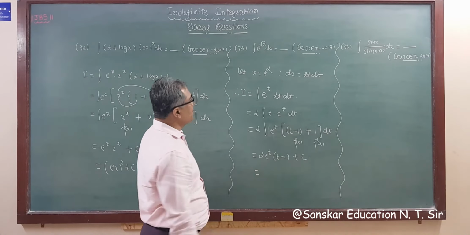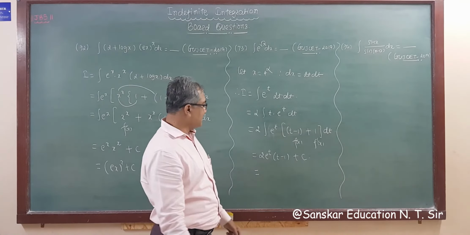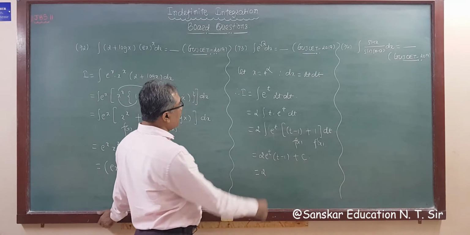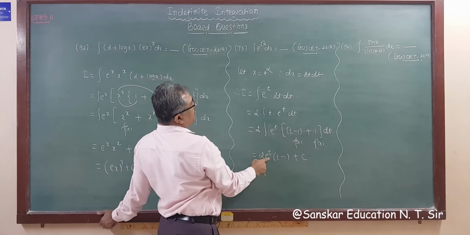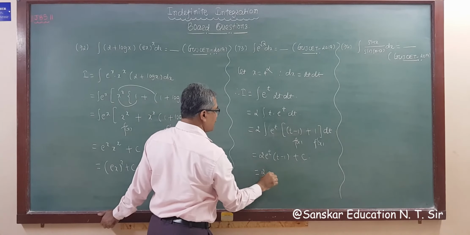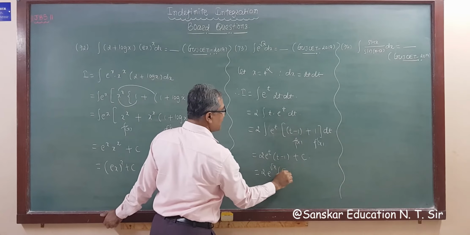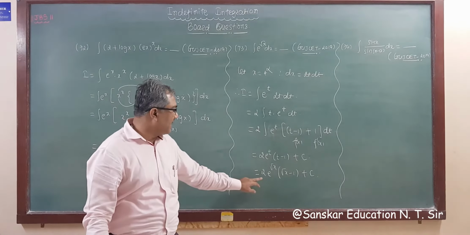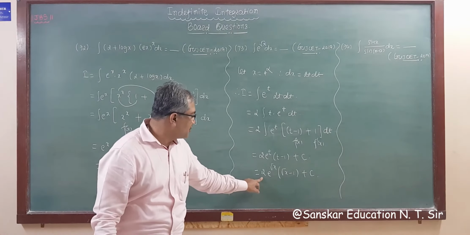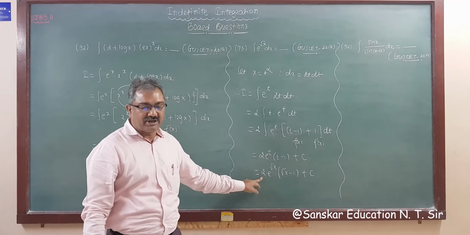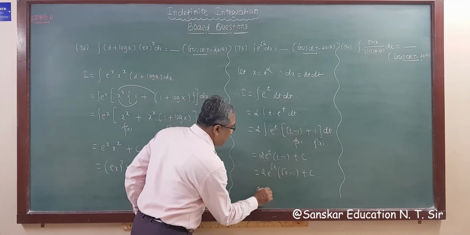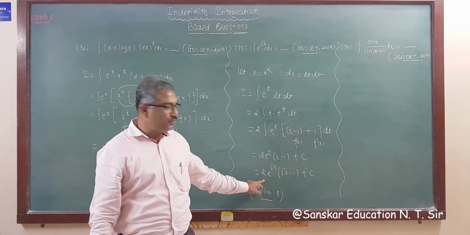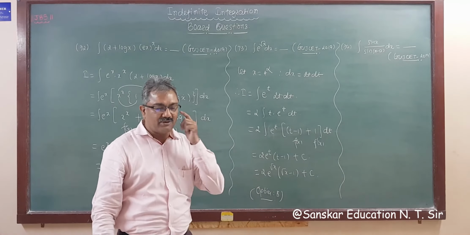Now what is e raised to t? t is root x. So the answer will be 2 times e raised to root x into root x minus 1 plus c. That is, option 2 times root x minus 1 e raised to root x. Option B is your correct answer. Check out, option B is there: 2 root x minus 1 e raised to root x. So that is your correct answer.